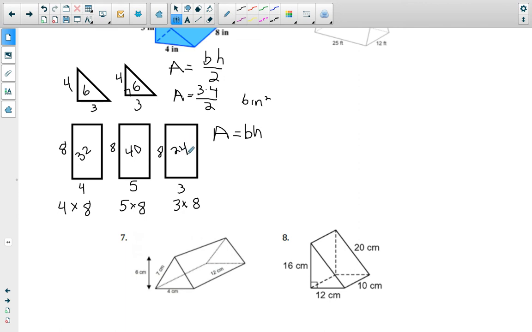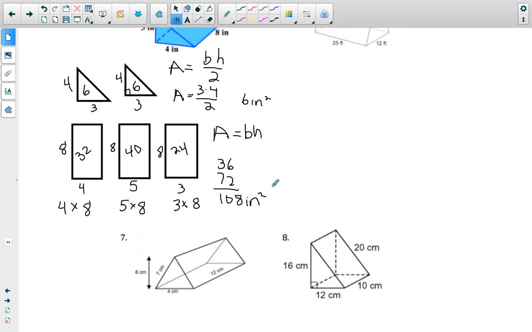I can start adding them up. 6 plus 6 is 12. 12 plus 24 is 36. I'll stop there for now. Now I have 40 plus 32, 72. So hopefully if I didn't mess anything up, my total is 108. And we're dealing in inches for this problem, so inches squared.